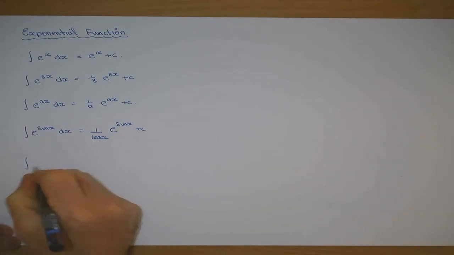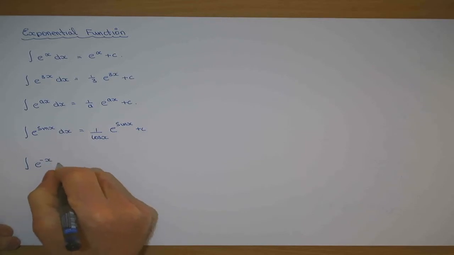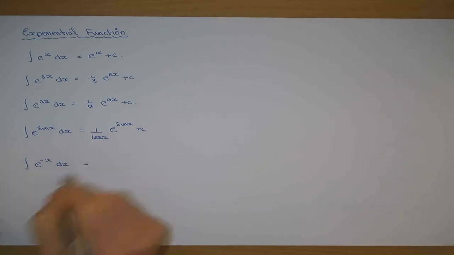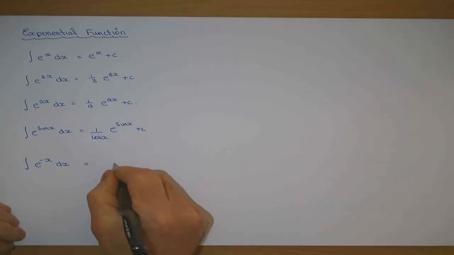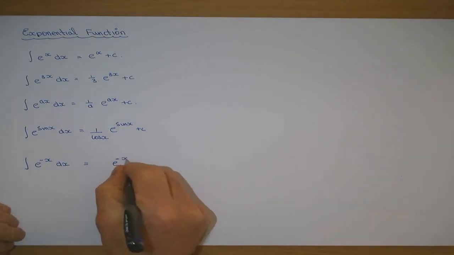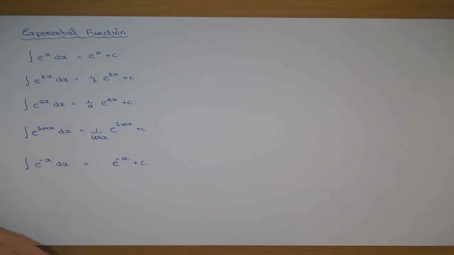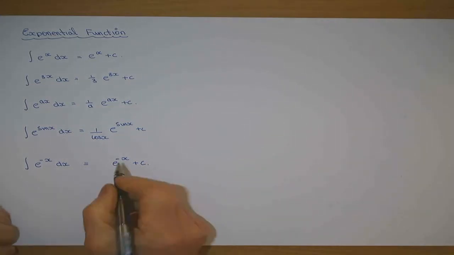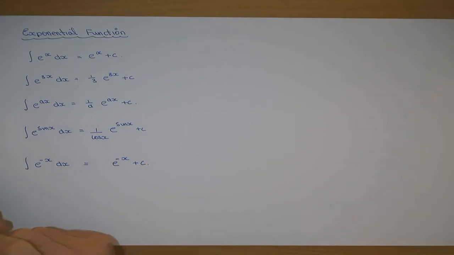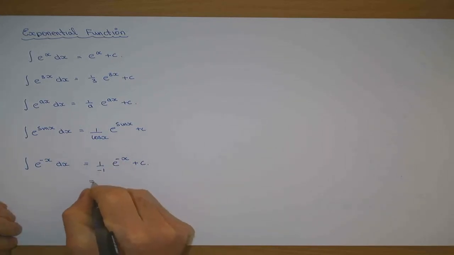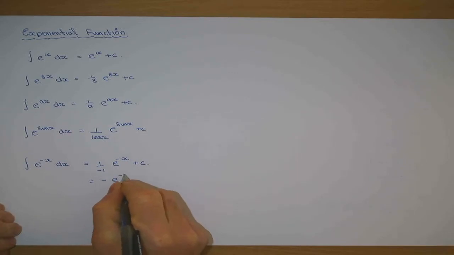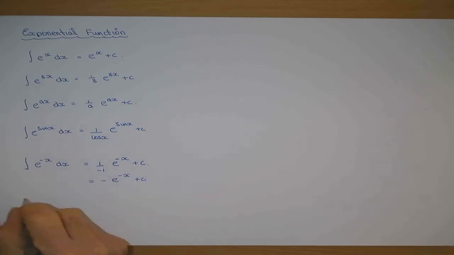The one you will come across where people will make mistakes now and again is e to the minus x. If you integrate e to the minus x, what is it? It's e to the minus x plus c. But then, if you differentiate the minus x, you get what? Minus 1. So it's 1/-1, e to the minus x plus c.